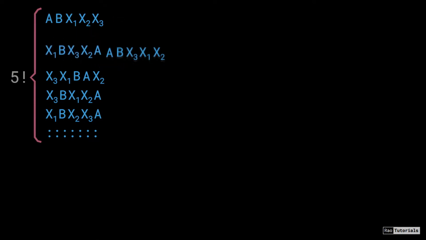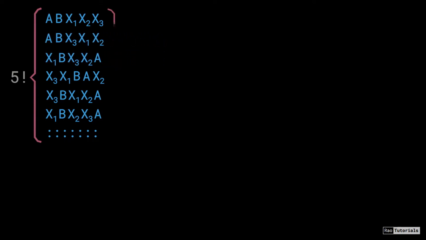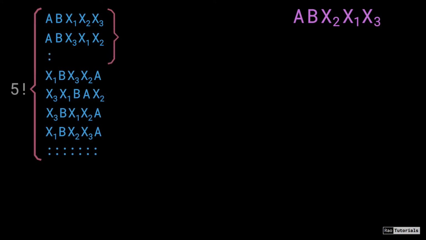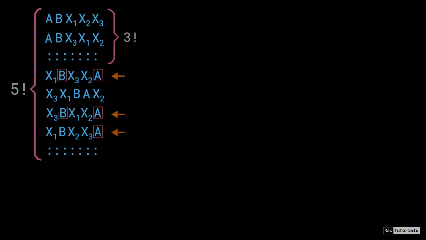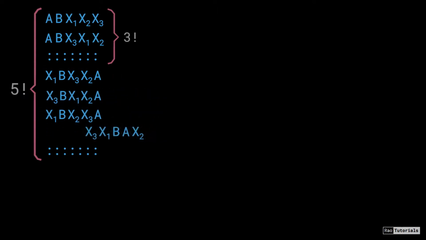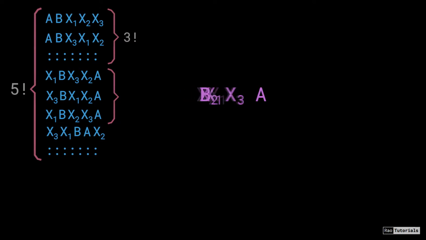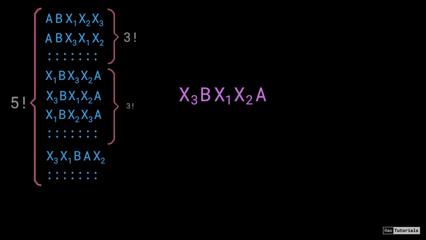Let us group these arrangements together, and the total number of such arrangements where A and B are fixed while x1, x2 and x3 arrange among themselves is 3 factorial. Again observe these entries. They too have A and B fixed at the same place while x1, x2 and x3 interchange among themselves. As before, let us group them together. Since in these arrangements also only x1, x2 and x3 interchange among themselves, the number of such arrangements is 3 factorial.